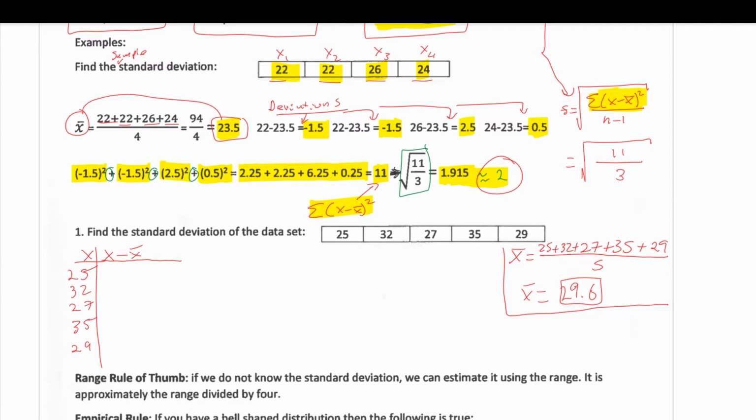Okay, so we have 25 minus 29.6, 32 minus 29.6, and so on. And we're going to have the answers here. And then what we did next was we take each one of these deviations and we square them. So we're going to get negative 4.6 squared. If you calculate that with the calculator, you get 21.16, and then you just do that for each one of these.